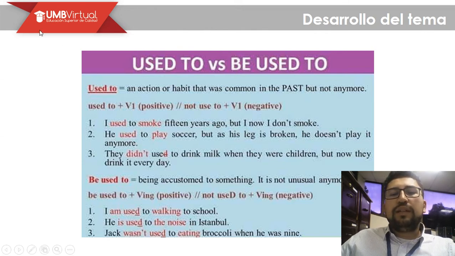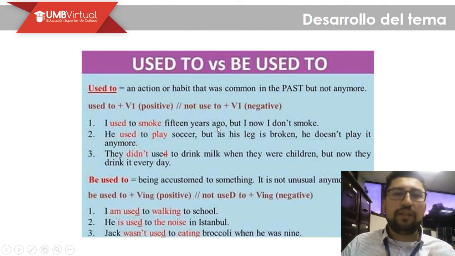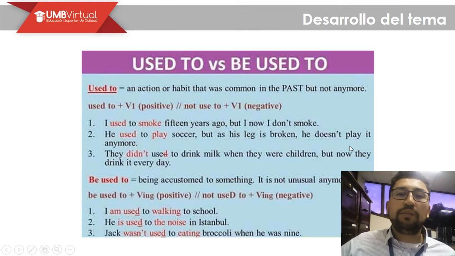Now, let's compare the two of them. Used to is an action or habit that was common in the past but not anymore. And be used to is being accustomed to something. It is not usual anymore. So look at these examples. I used to smoke 15 years ago, but now I don't smoke. So you see, you contrast the past and the present. He used to play soccer, but his leg is broken. He doesn't play it anymore. They didn't used to drink milk when they were children, but now they drink it every day.